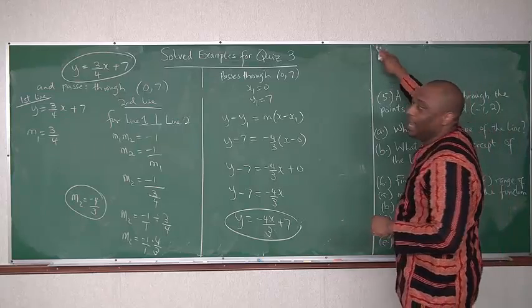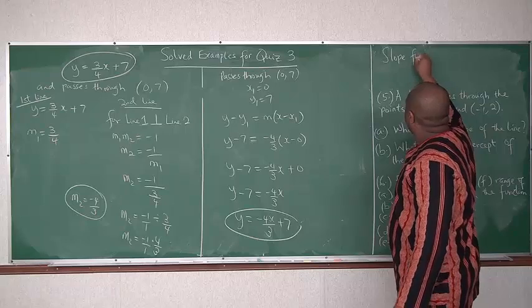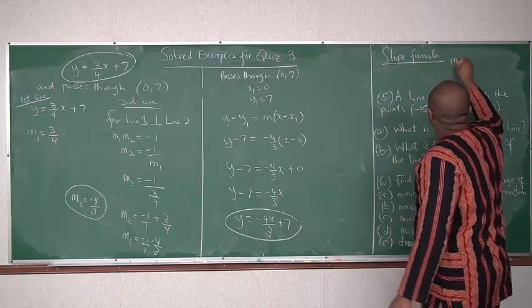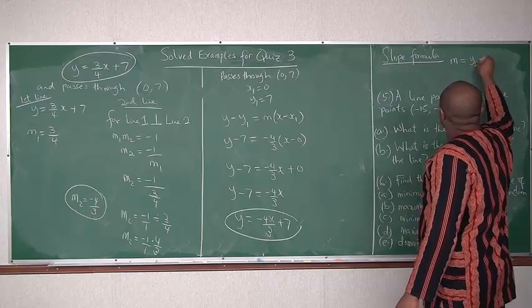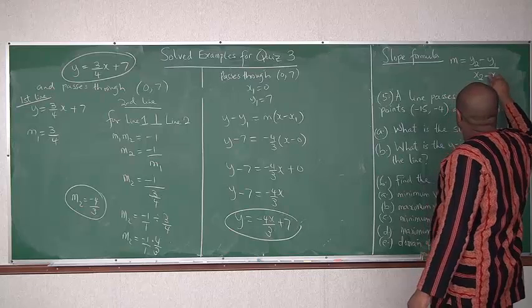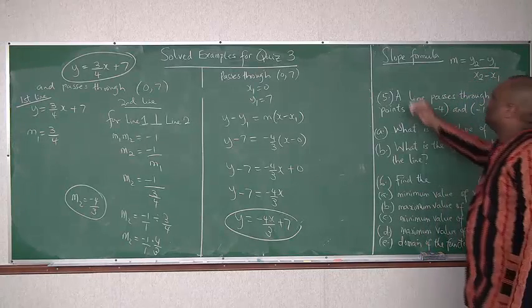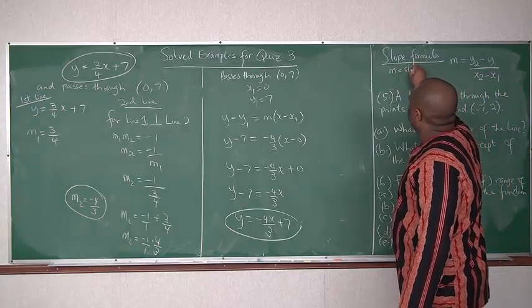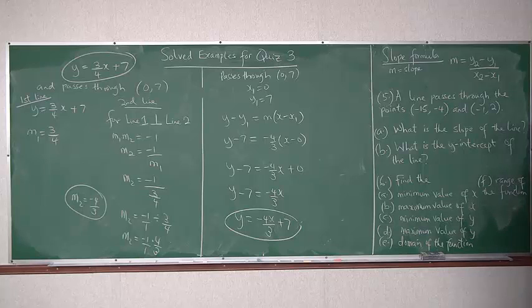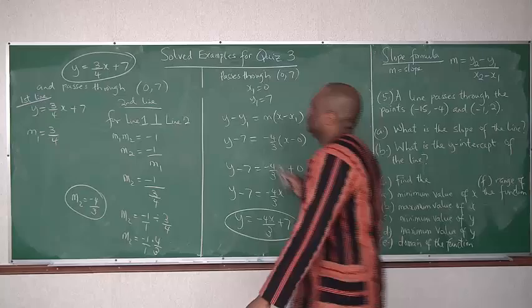Now, the slope of the line, we find it by the slope formula. The slope formula is that the slope m is equal to y2 minus y1 over x2 minus x1. M is the slope, of course. Let's go ahead and solve it.